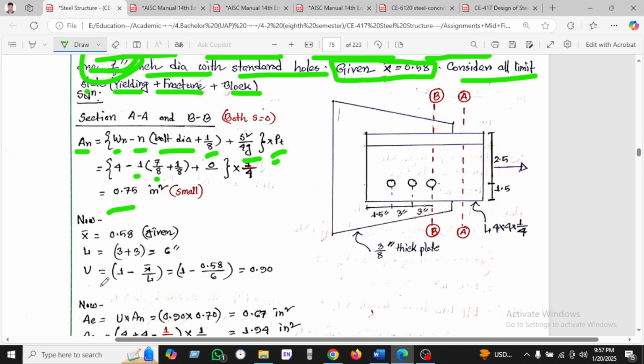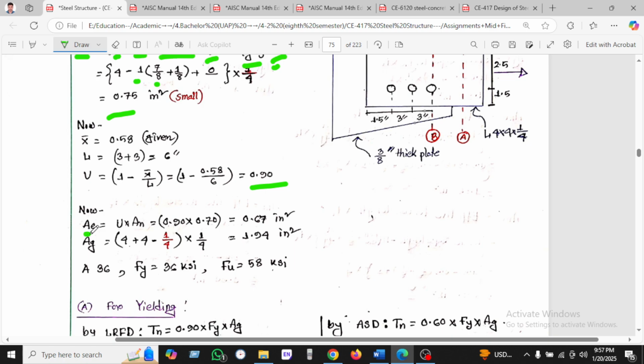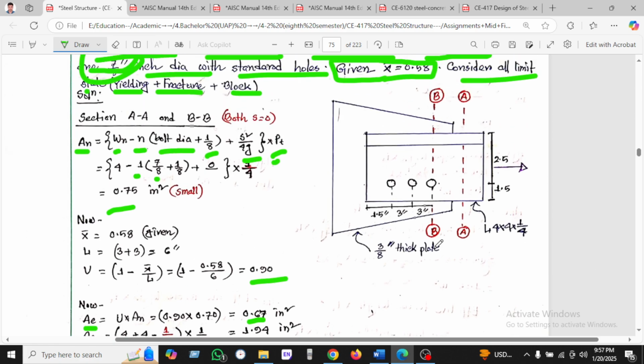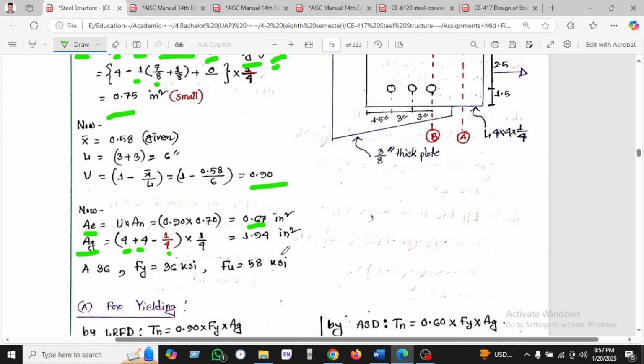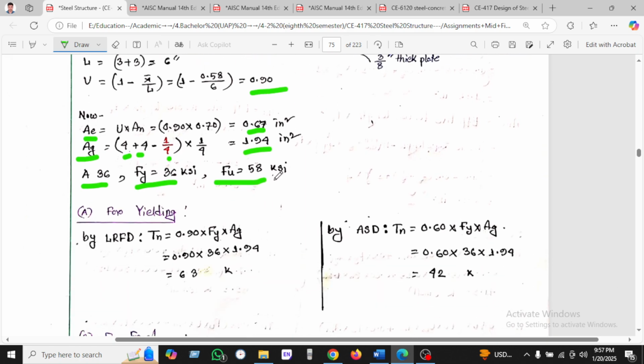Now we are seeing U, which is 1 minus x bar over L. X bar is given, and we found 0.90. We are using this formula and found 0.60. As we are using 4 plus 4 plus 1/4, as we have seen here, we found 1.90. So Fy equals 36 and Fu equals 50.